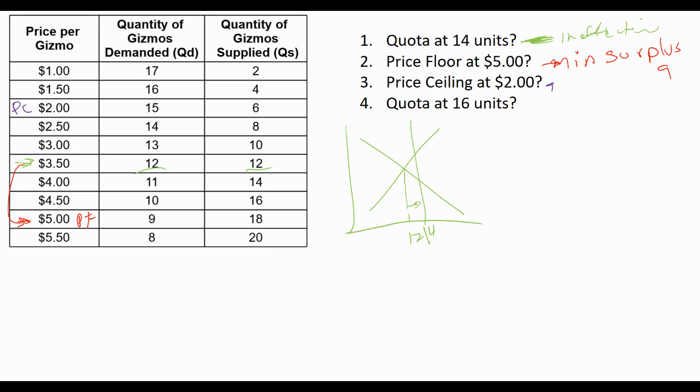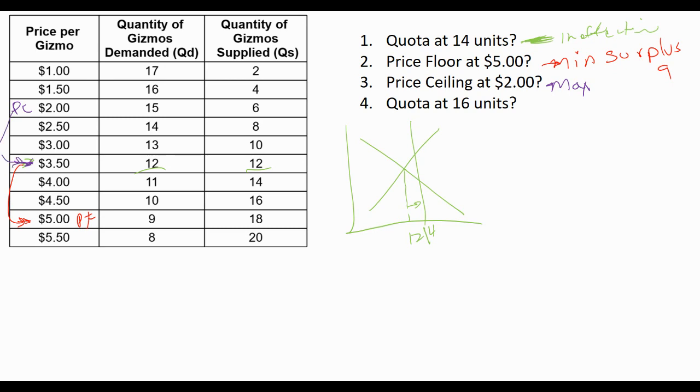And remember, a price ceiling is the maximum you could charge, right? The maximum you could charge. Well, obviously, equilibrium is 350. So could they charge 2? Nope, they can't. They would have to charge 350, right?